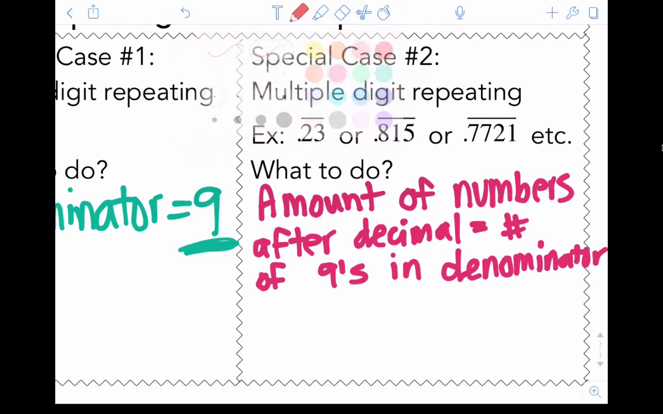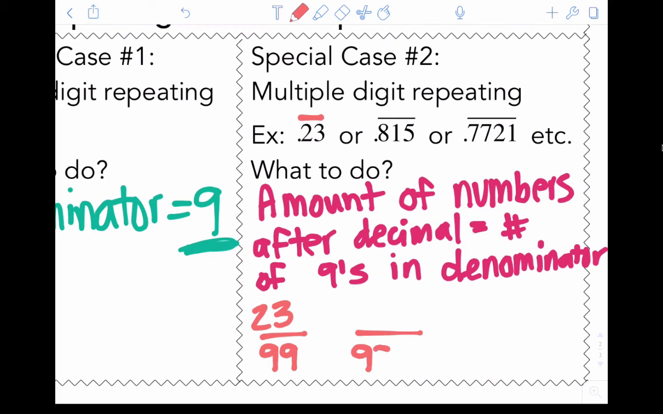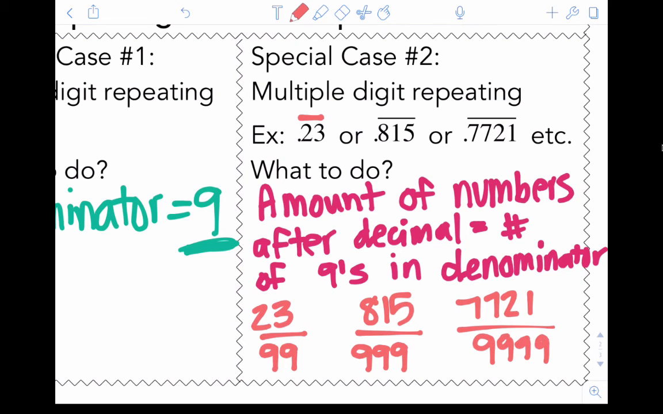So for example, 0.23 repeating, there's 2 numbers in the repeat, which means that there's 2 nines in my denominator, and my numerator is just 23. 0.815 repeating, there's 3 numbers repeating, so there's 3 nines in my denominator. My numerator is just 815. And this last one is 7,721 over 9,999.